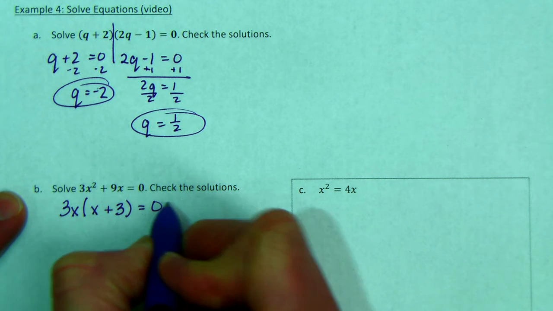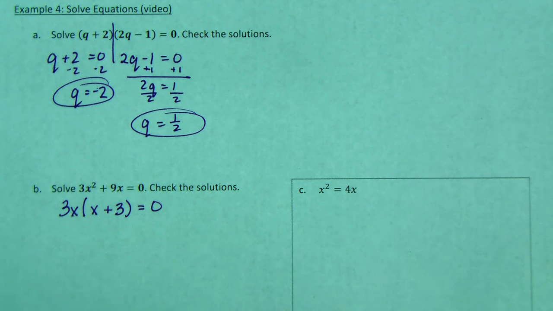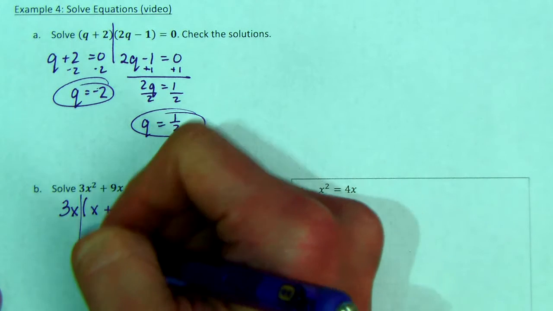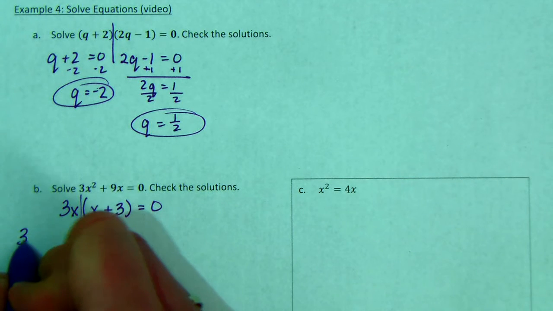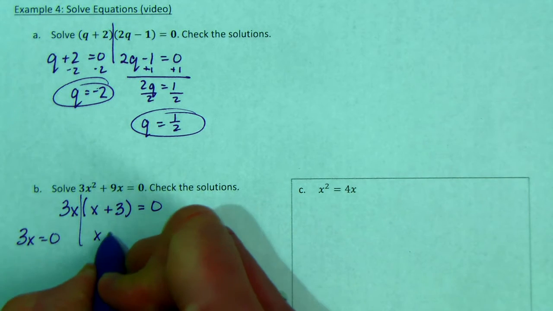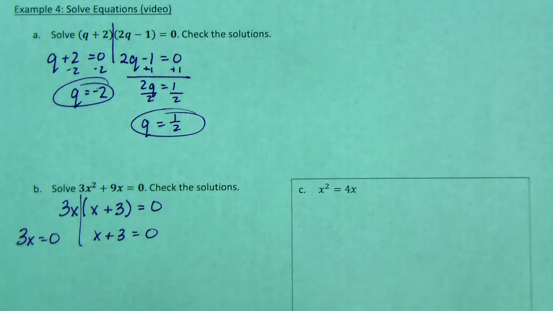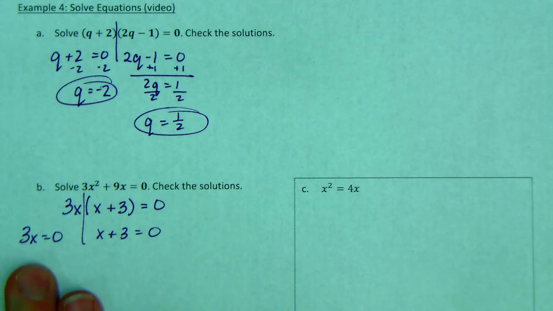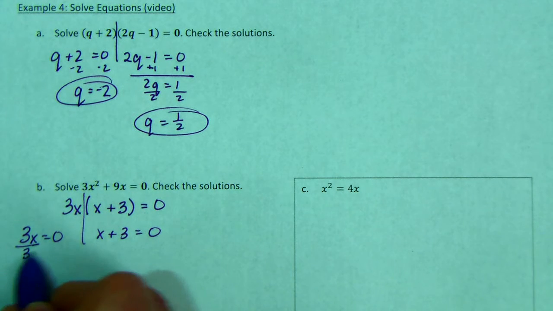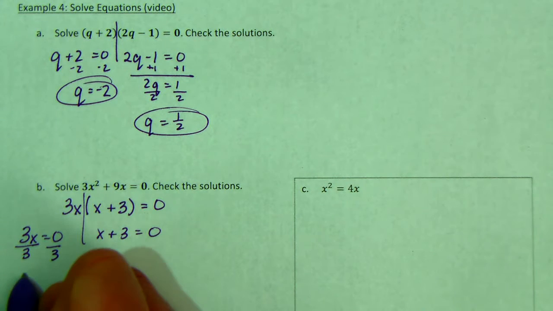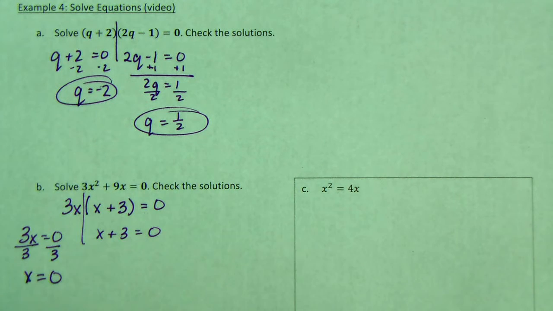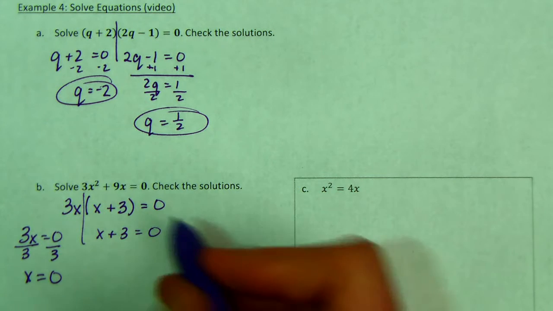So I have two factors. I have 3x equals 0, and I have x plus 3 equals 0. Now this one tends to scare people because they always think they're wrong. When I divide by 3, it doesn't really matter. 0 is a possible answer, and it will happen quite a bit. So don't freak out about that. And then when we subtract 3, x is negative 3 or 0. Those are the possible answers.